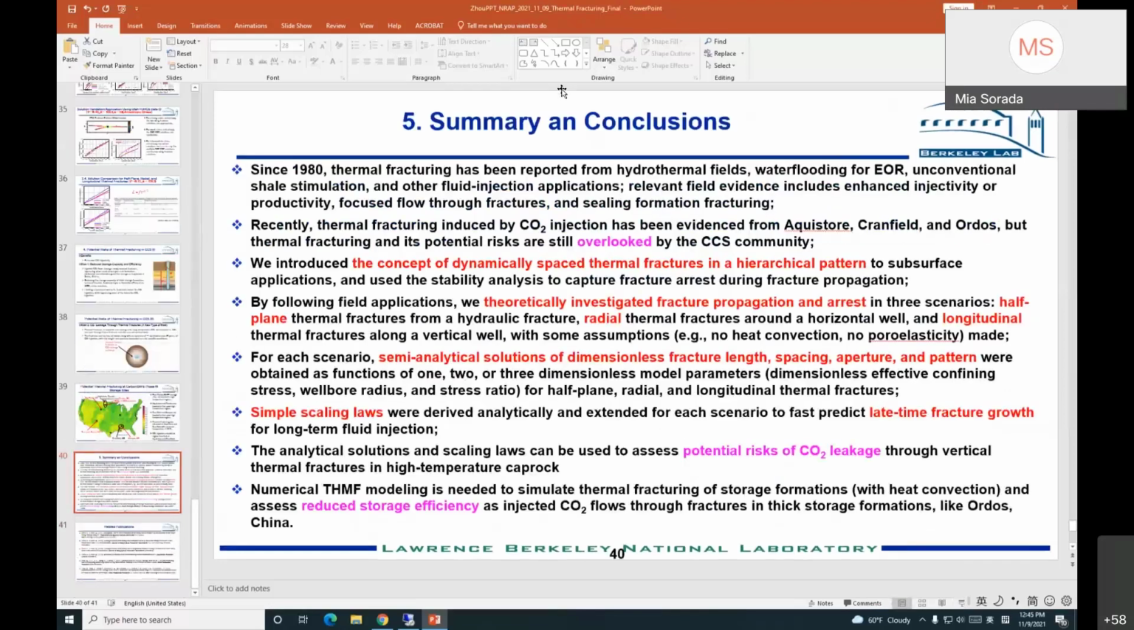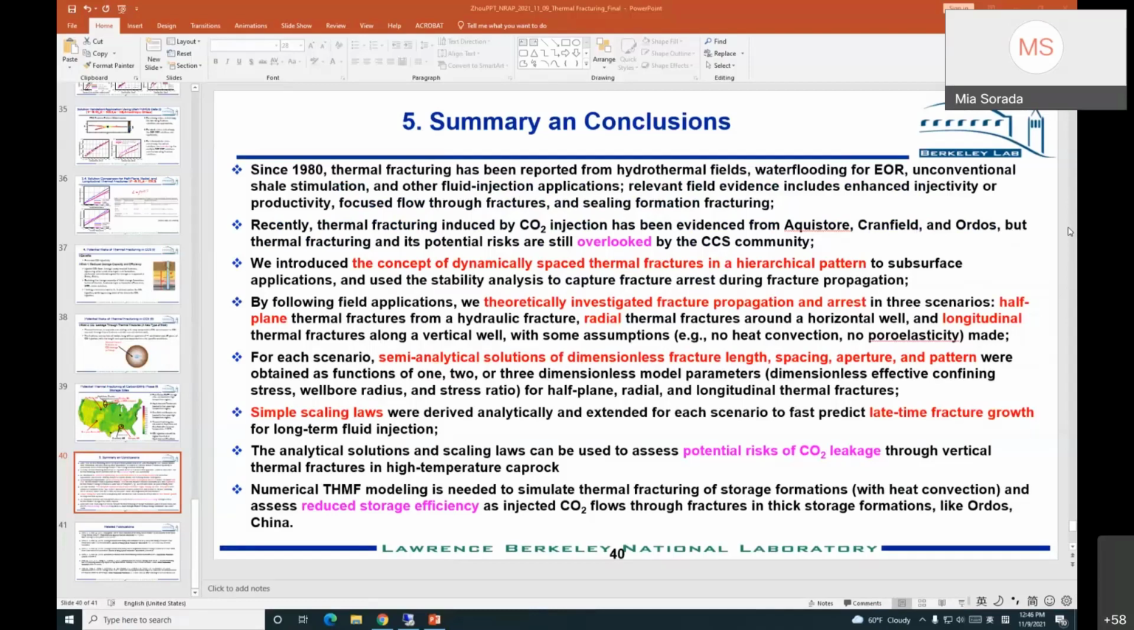We had a question come through offline from Talib Fayed. Are there horizontal wells active in Ordos, Cranfield, and Aquistore Decatur? If most CO2 storage wells are vertical, then radial thermal fractures around horizontal wells may not be a concern, and only longitudinal fractures have to be looked at.